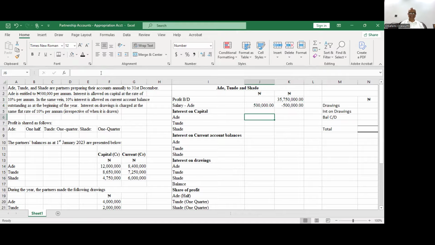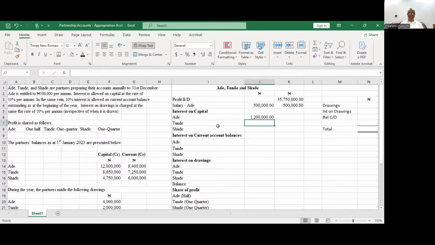Now, let's look at interest on capital. It said that Ade is entitled to 10% interest on capital. So that means he will get 10% on capital, and that will fetch how much? Interest allowed on capital at the rate of 10%. So 10% of 12 million is 1.2 million. So we have 1.2 million there.